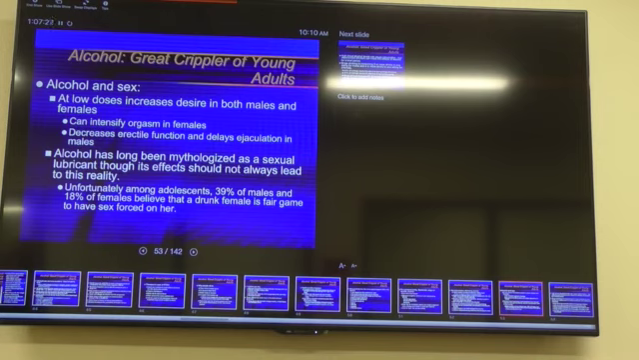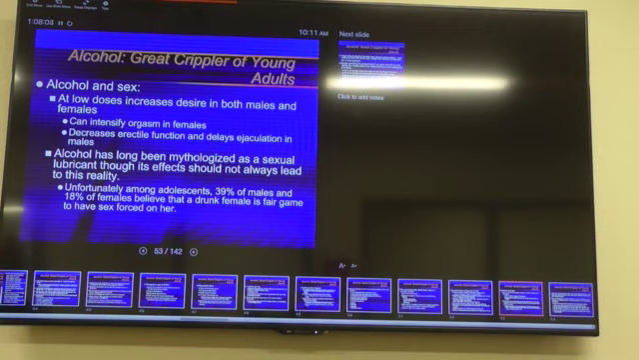Alcohol and sex: at low doses, it increases your desire for both males and females. So a couple beers and the two individuals are jumping into bed and having a frolic, as it were. Let's just call it a frolic. It can intensify your orgasms if you're a female, and for that reason, a lot of females like to drink and have sex. It decreases erectile function and delays ejaculation in males, so males have a prolonged erection and can have sex for a little bit longer than they would normally.